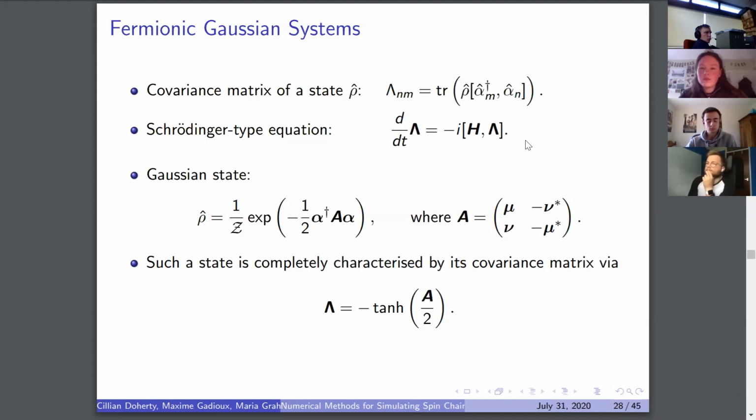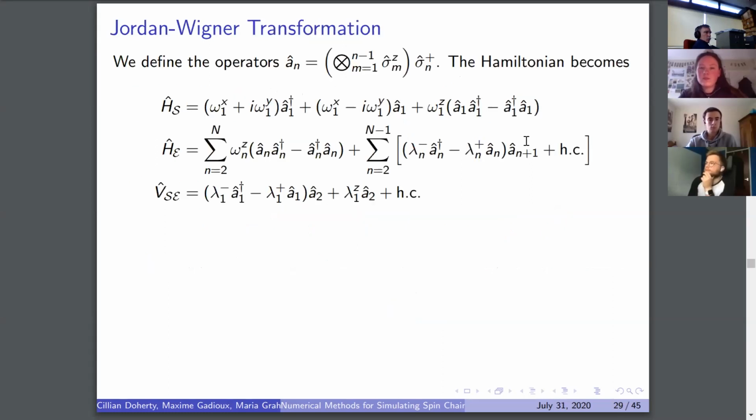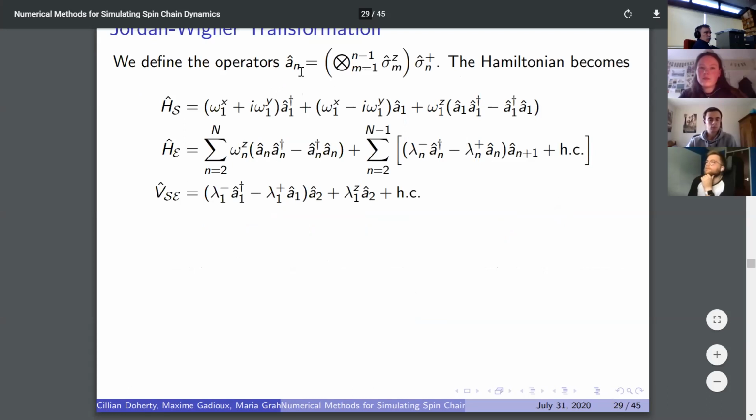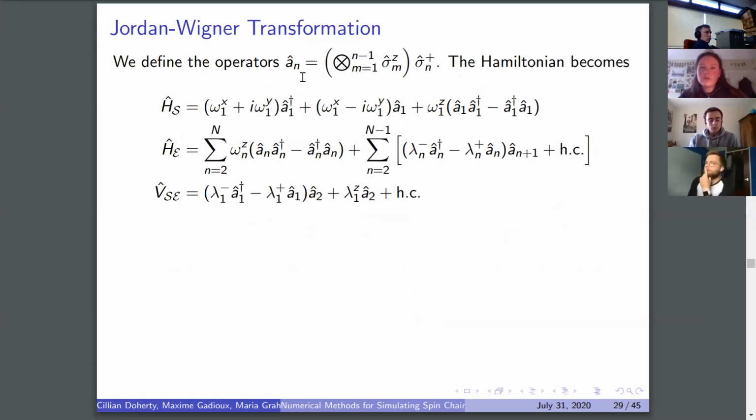So now what we have to do is map our original spin chain to first a fermionic system and then a Gaussian system. So what we do first is we use a Jordan-Wigner transformation here. We define these operators A_n as a product of sigma z spin operators and then a sigma plus acting on the nth spin. So these become our new creation and annihilation operators, and it can be checked that they do satisfy the commutation relations we want.